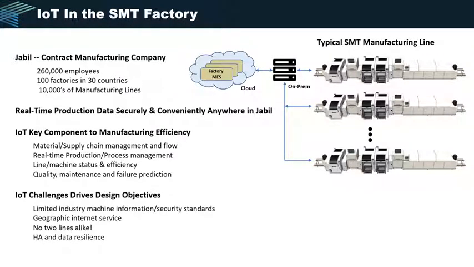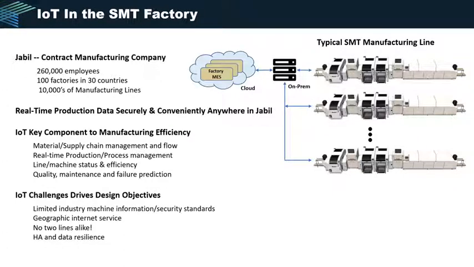What we're using IoT for is really to improve manufacturing efficiency, looking at material supply chain management and flow. That's as materials flow into the warehouses, we're tracking that information. As materials flow to the machines, we're tracking that information. And as the product is being built, flowing through the factory, we're also tracking all that information.